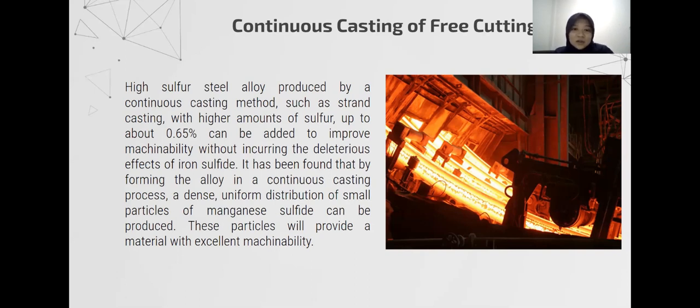High sulfur steel alloy produced by continuous casting methods such as strand casting, with higher amounts of sulfur up to about 0.65%, can be added to improve machinability without including the deleterious effect of iron sulfide. It has been found that by forming the alloy in a continuous casting process, a dense uniform distribution of small particles of manganese sulfide can be produced. These particles will provide a material with excellent machinability.